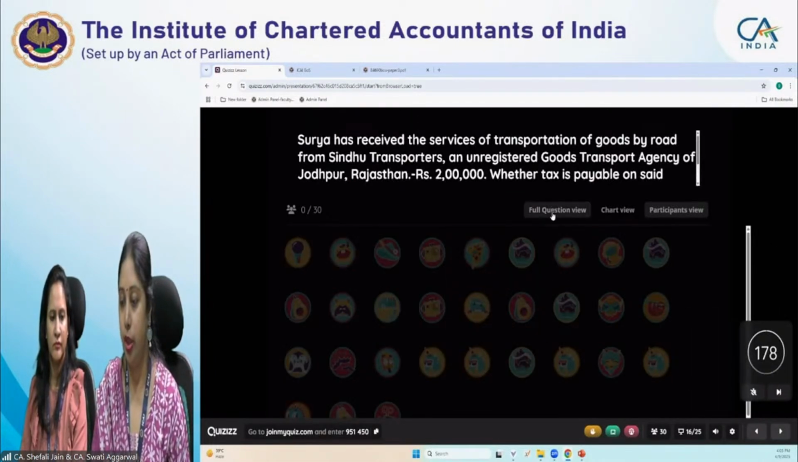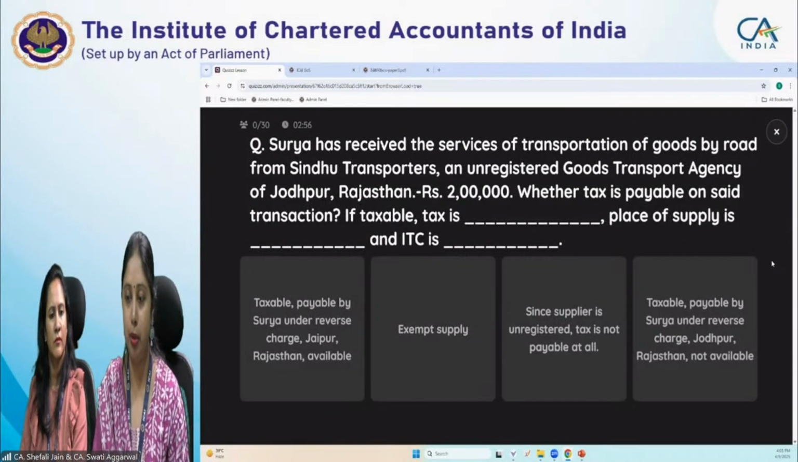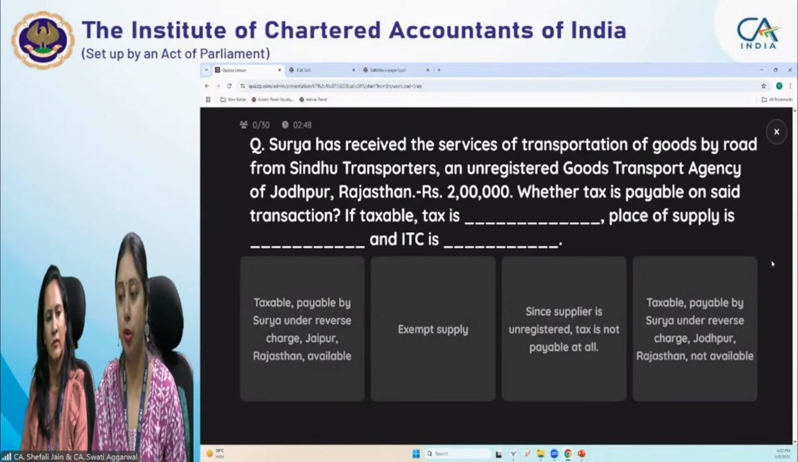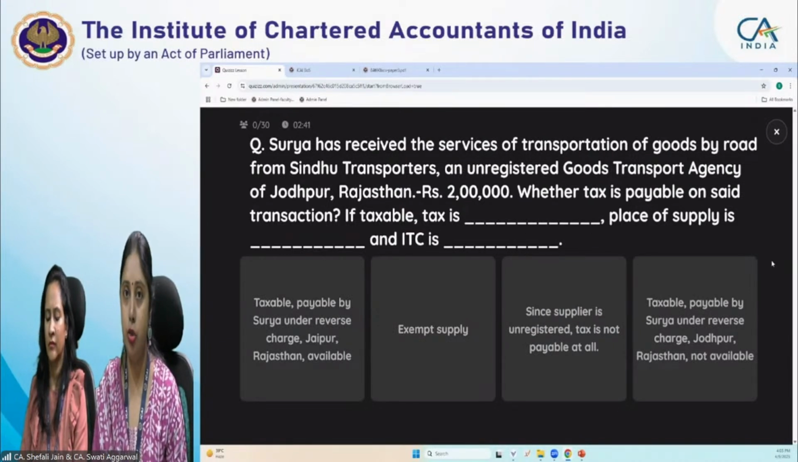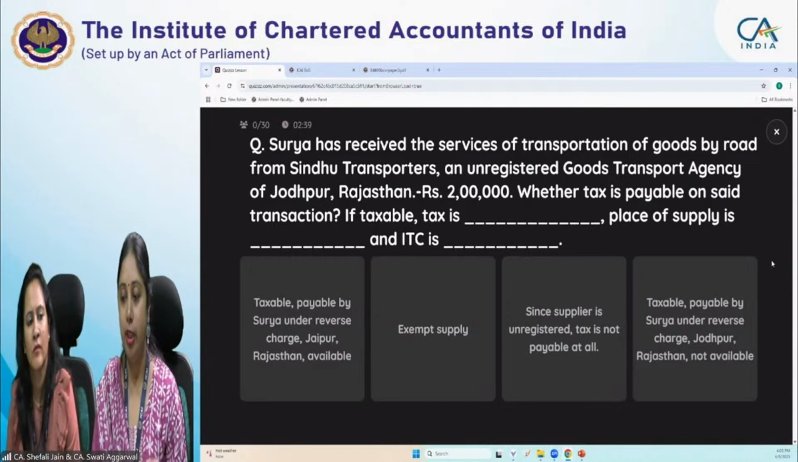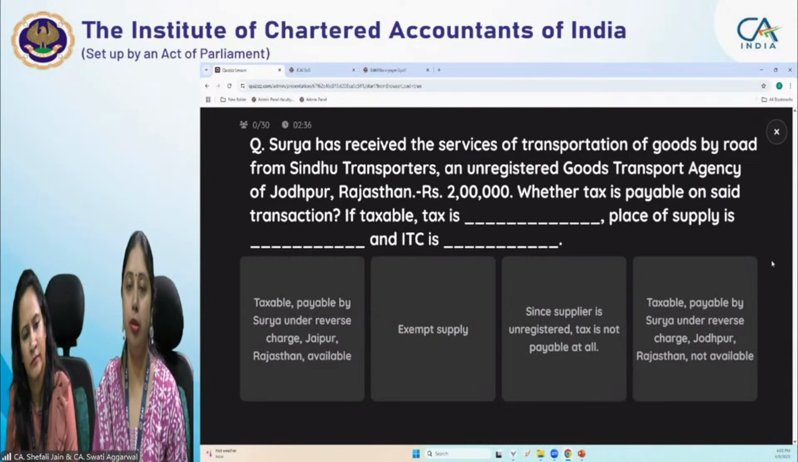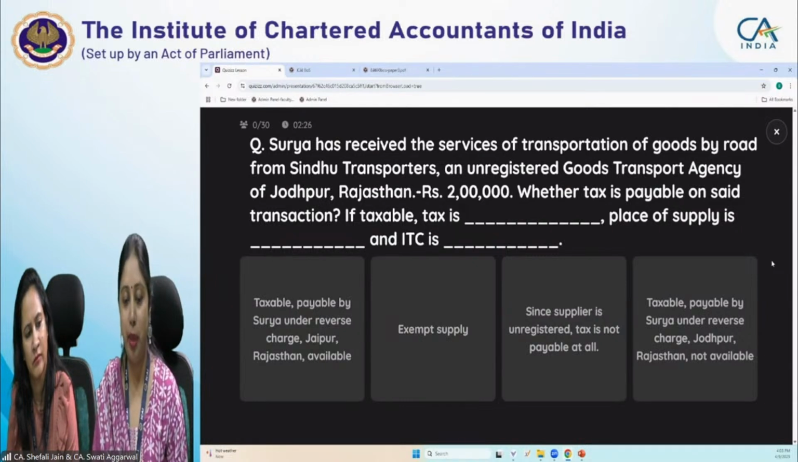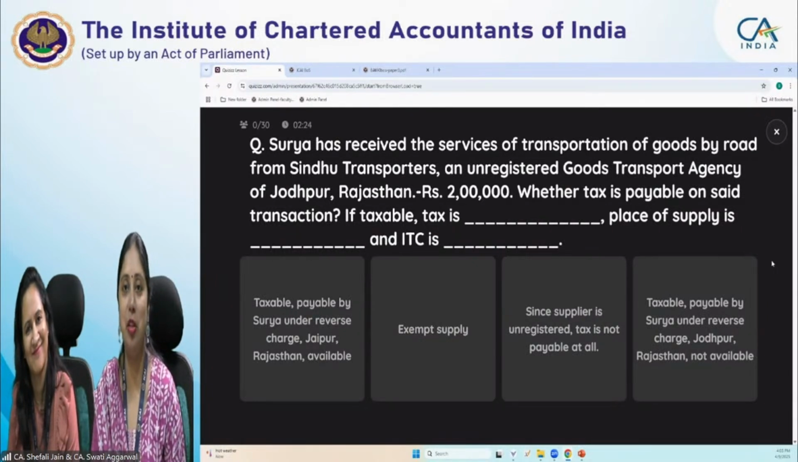Yes. So the question is here on your screen. We have given ample time, but we'll cut short the time a bit by 60 seconds. We have given 3 minutes, we'll give you 2 minutes. Surya has received the services of transportation of goods by road from Sindhu Transporters. Sindhu Transporters is an unregistered GTA in Jodhpur, Rajasthan. Whether tax is payable on the said transaction, you have to tell. And if it is taxable, whether tax is payable under reverse charge or forward charge. What will be the place of supply, and whether ITC will be available or not.